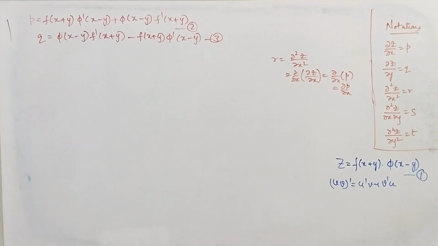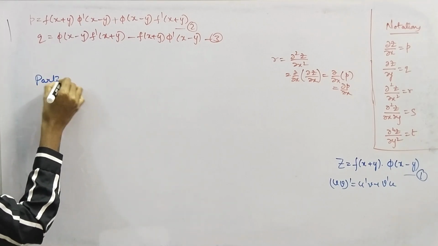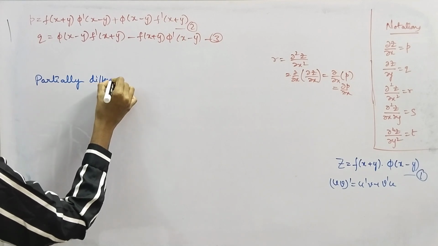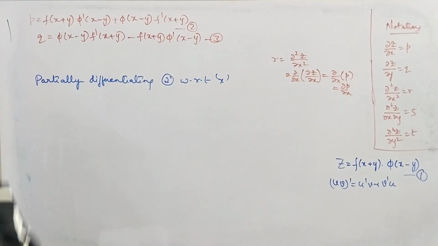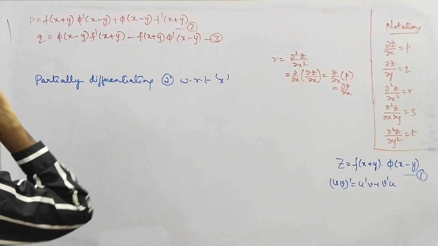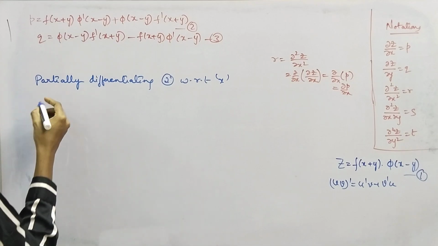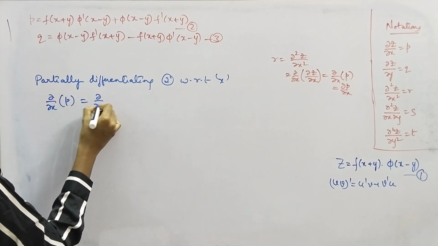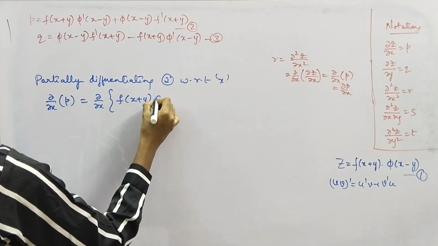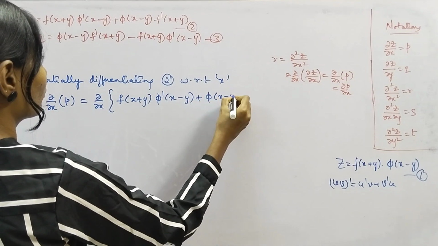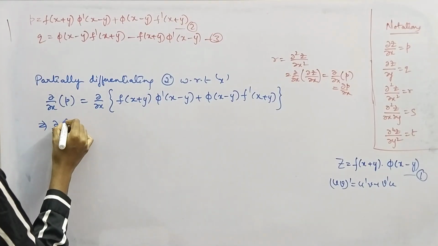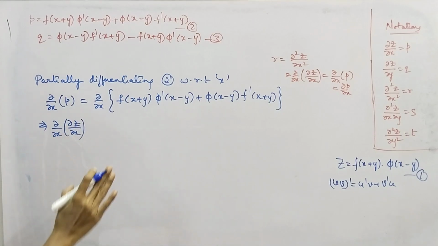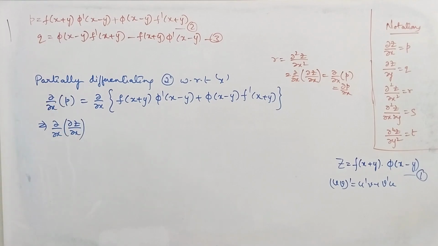Partially differentiating 2 with respect to x. Here p is nothing but dou z by dou x. Okay, you can write dou z by dou x or you can write p. So now we are going to apply dou by dou x on both sides of 2. This gives us p, which is nothing but dou z by dou x, or you can just directly write dou p by dou x here. Okay, you can write like this or you can write dou p by dou x simply, equal to, here we are partially differentiating with respect to x, so we'll treat y as constant.